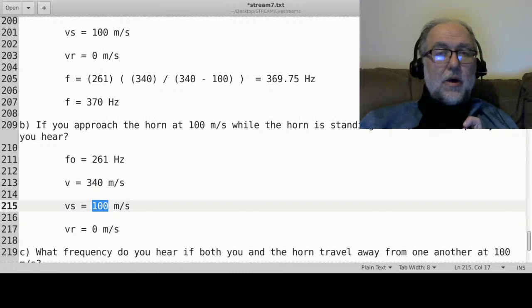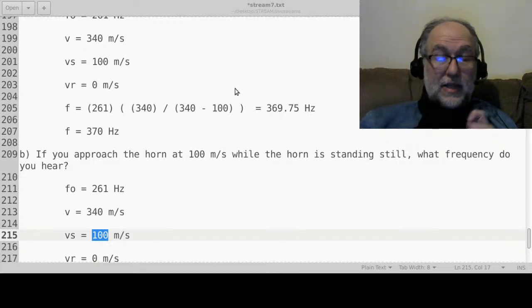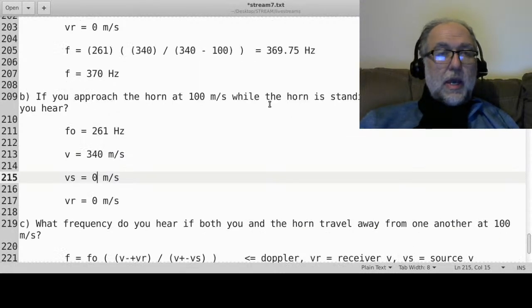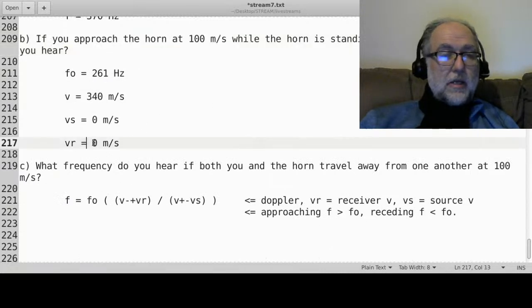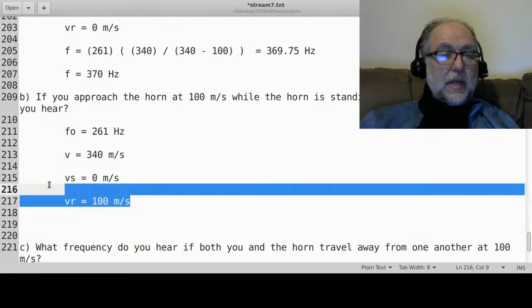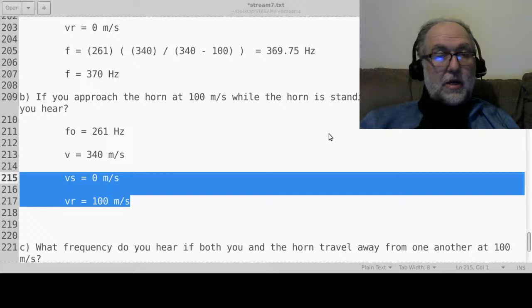Now the horn is the source, and the horn is standing still, so the source has a velocity of 0. And the receiver, that's you, is approaching at 100 meters per second. So now VR is equal to 100 meters per second. You'll notice that the difference between part B and part A is that the source and receiver have switched values.